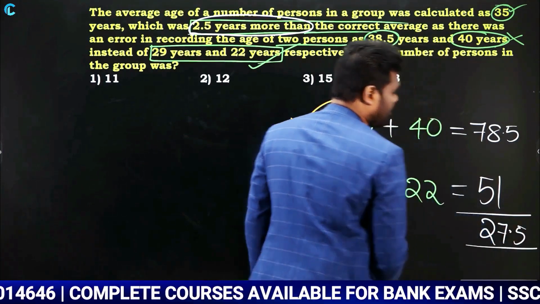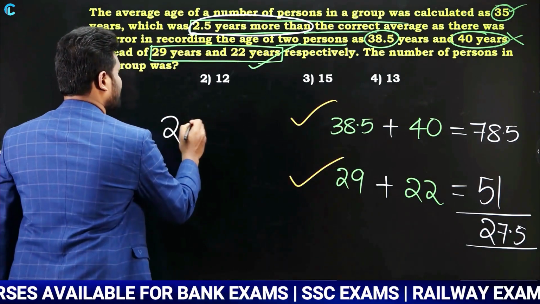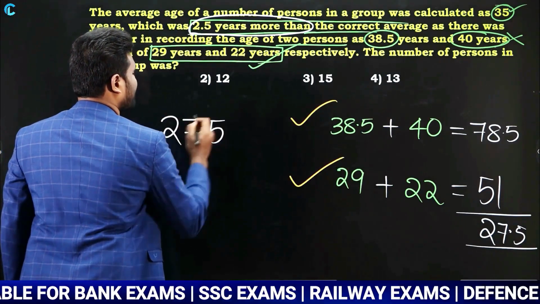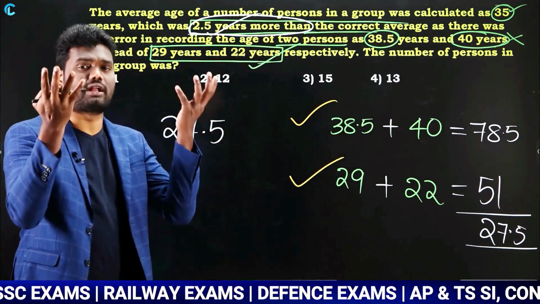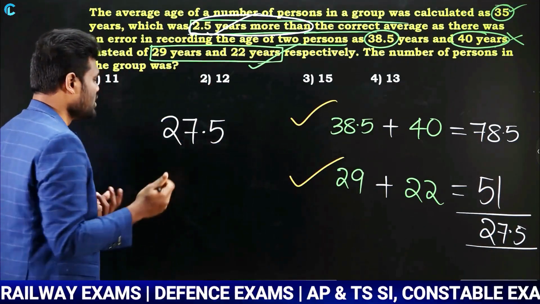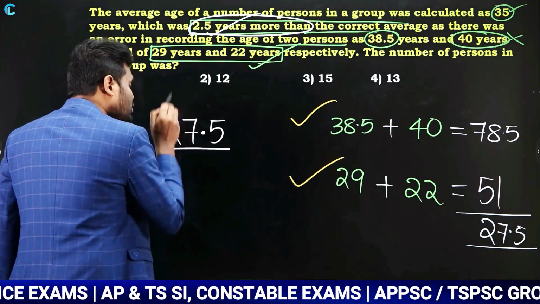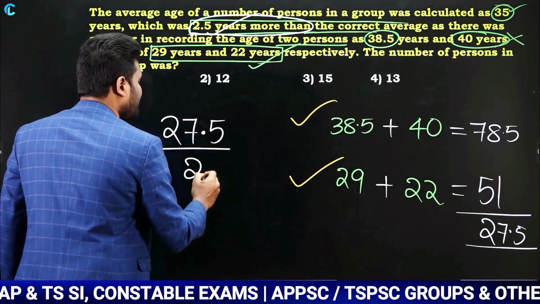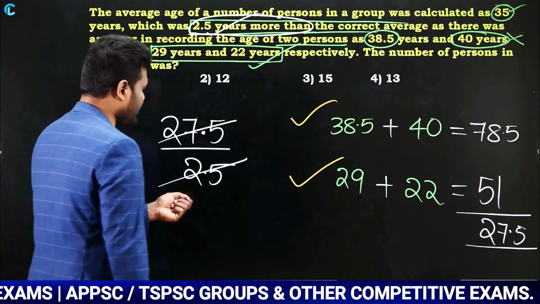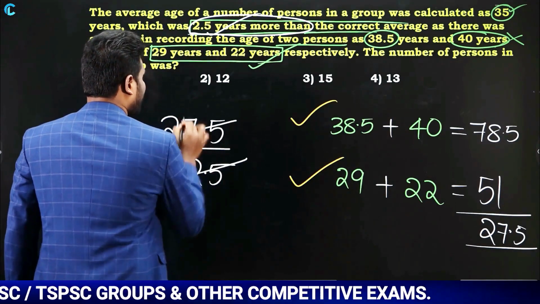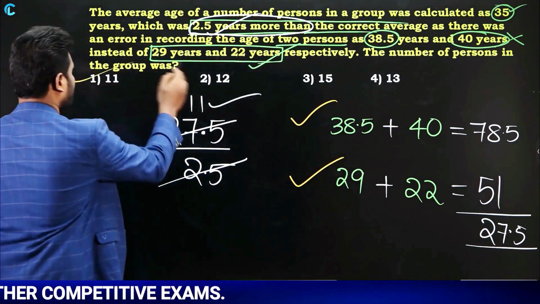27.5. So the difference is going to be 27.5. Due to this 27.5 difference, what happened to the average? The average is 2.5 times more. Now your question is the total number of persons. If you need to find this, 27.5 more, due to this the average became 2.5 times more. So calculate this: 27.5 cancels in 2.5 how many times? Total 11 times. So we can say that the answer for this question is nothing but 11.